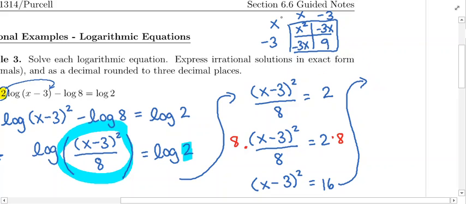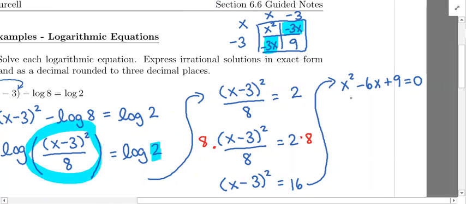You can combine like terms along the diagonal. These are both just x's. So we're going to get x squared minus 6x plus 9. And then what we can do is factor. Oops, I forgot. Sorry, I multiplied out the left side. The right side is equal to 16.